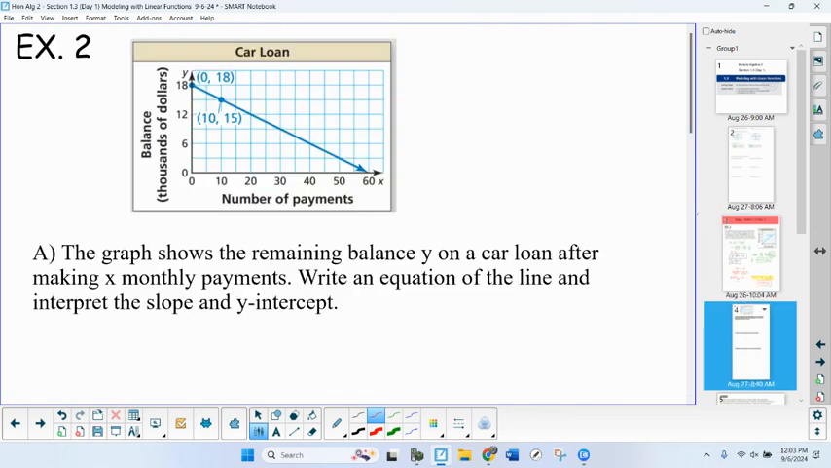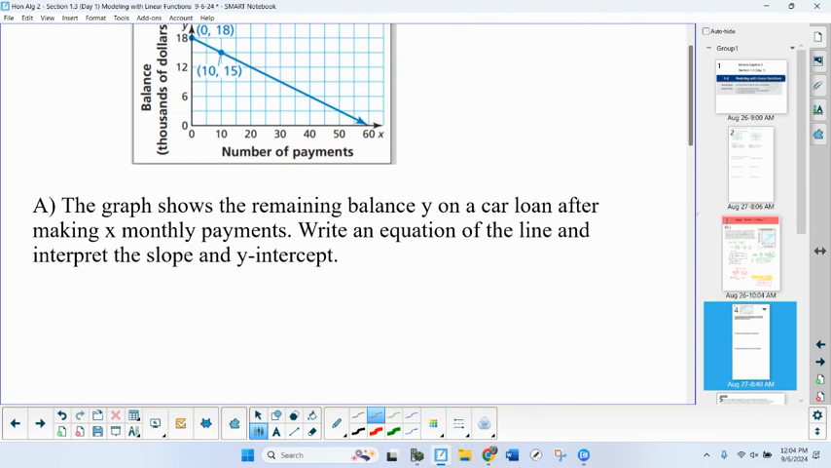We have a car loan. We have the number of payments and your balance. What happens as you make more payments to how much you owe on your car? It goes down, right? Decreases. So it makes sense that this has negative slope. The graph shows the remaining balance, Y, on a car loan after making X payments. Write an equation.